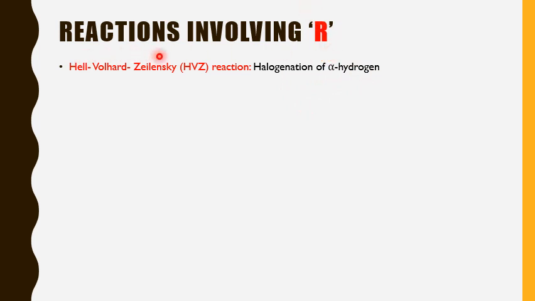So since this reaction is studied under the category of the reactions of R group, one can say that the halogenation, when I am saying halogenation, that means the halogenation should occur on the R group, not as the reaction with thionyl chloride where the halogenation occurs at carbonyl group.